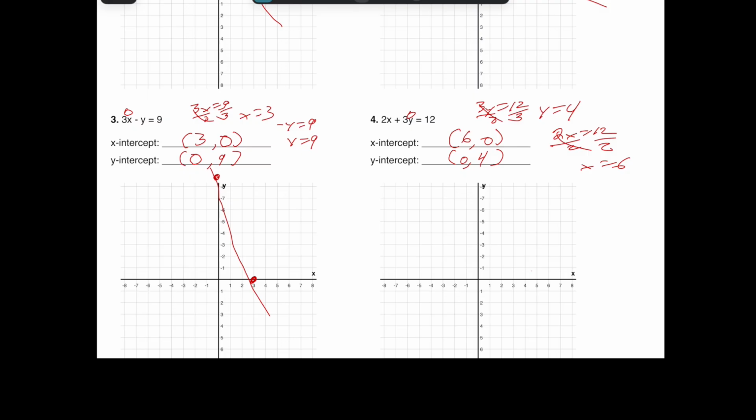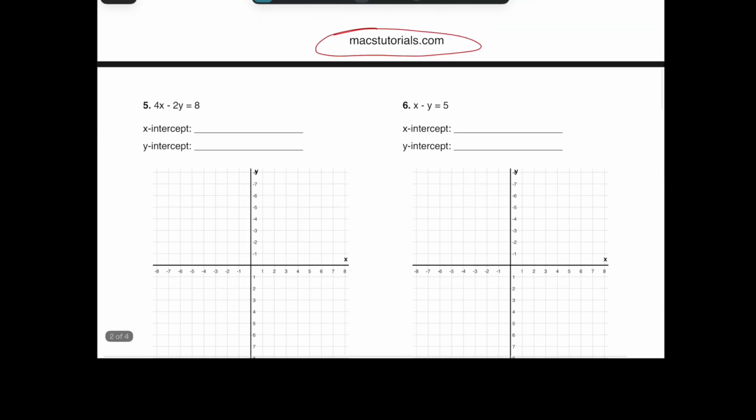Okay? Here's 6, 0. Here's 0, 4, and okay? There's my line. All right, let's do this one.